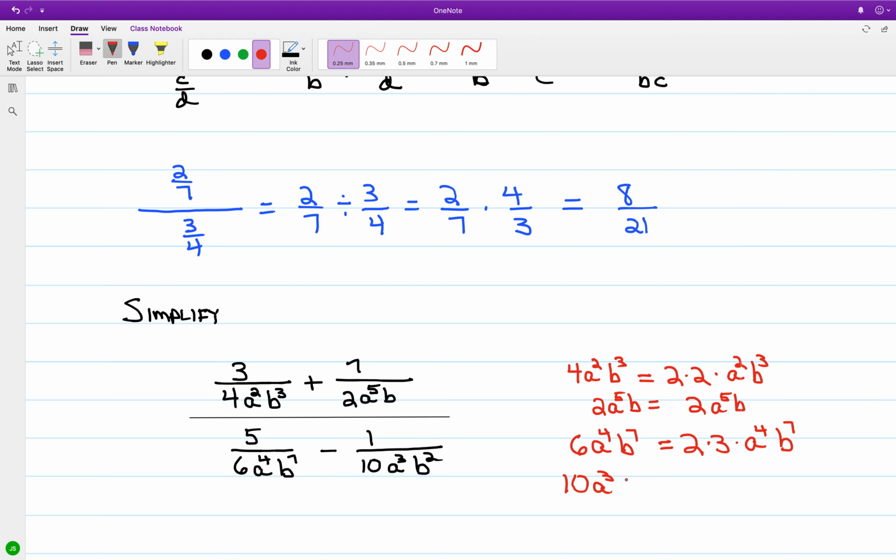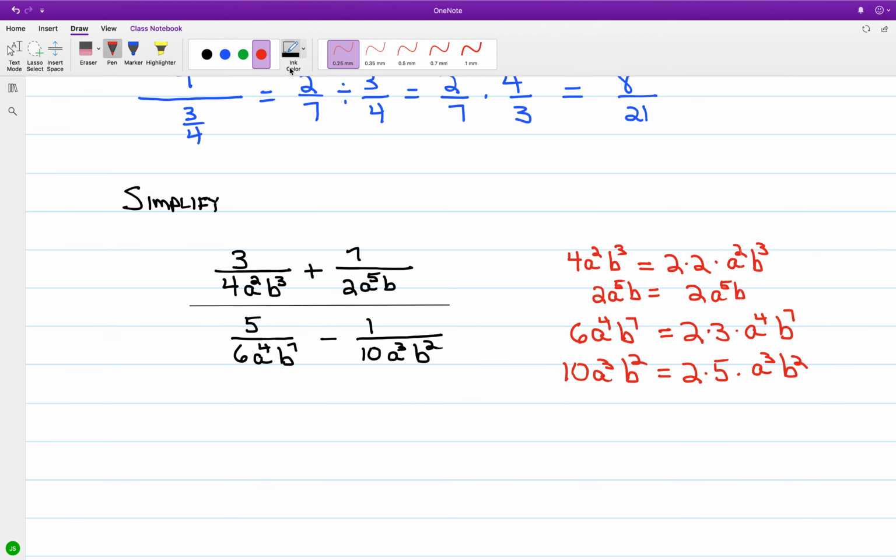Then we have 10a to the 3rd, b to the 2nd. Prime factorization, so we have 2 times 5 times a to the 3rd, b to the 2nd. And for the least common denominator, we had prime factors with 2, greatest number of appearances of 2, we have 2 times 2, and we have the appearance of 3, and also the appearance of 5, and for a and b, we're going to go with the highest degree appearances, so we have a to the 5th, and for b, we have b to the 7th.